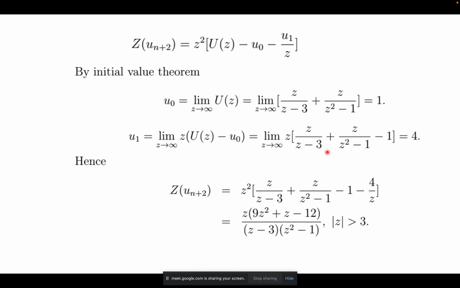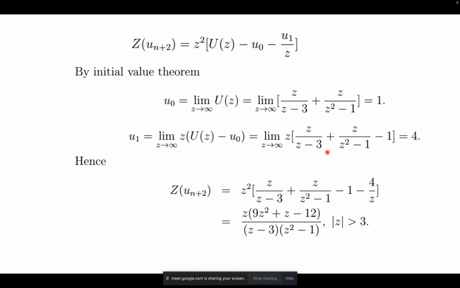So in the numerator you will be left with just one z, and then you have 9z square plus z minus 12 in the numerator, and in the denominator you have z minus 3 times z square minus 1, right? So this is the answer of this problem.